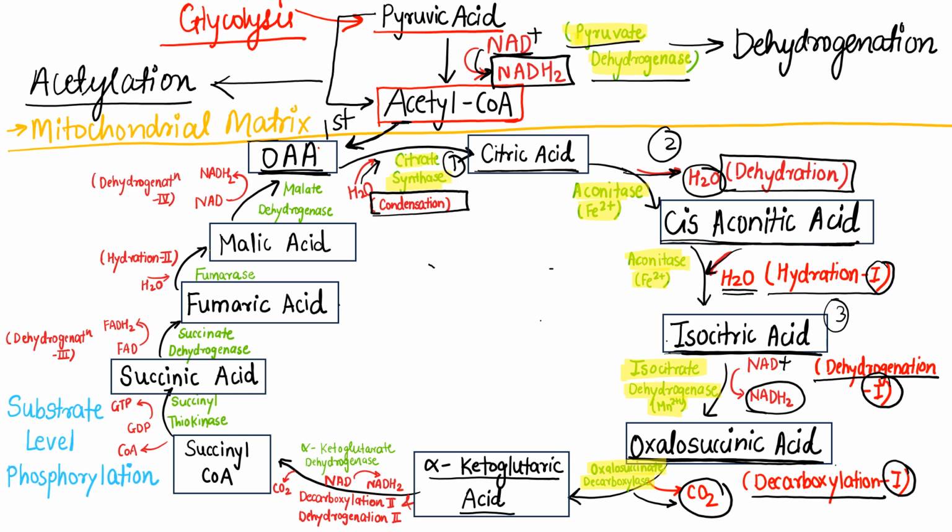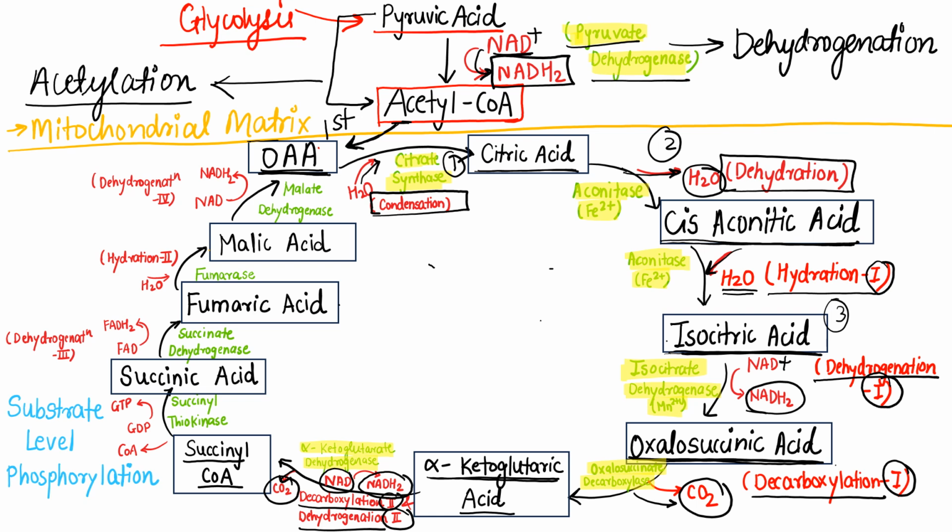Sixth step is conversion of alpha ketoglutaric acid into succinyl coenzyme A. CoA means coenzyme A in the presence of enzyme alpha ketoglutarate dehydrogenase. So here both decarboxylation and dehydrogenation takes place. Decarboxylation means removal of one molecule of CO2 and dehydrogenation is conversion of NAD into NADH2. So this is second decarboxylation and second dehydrogenation.